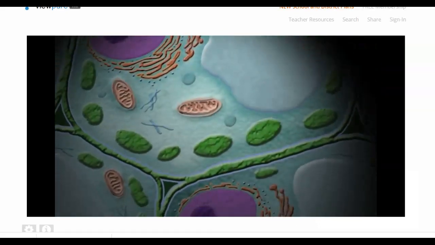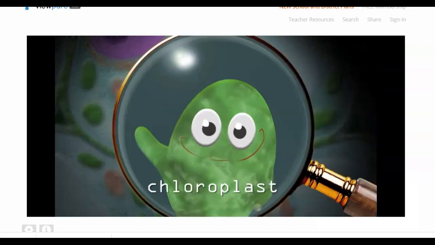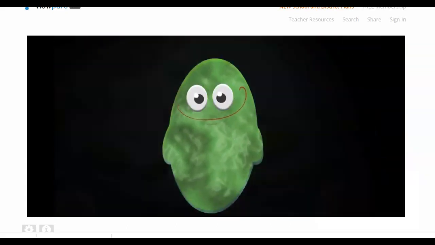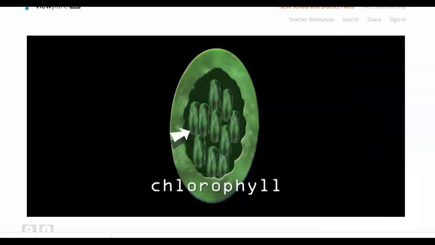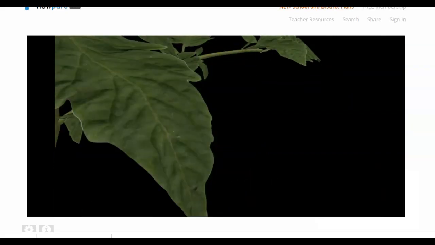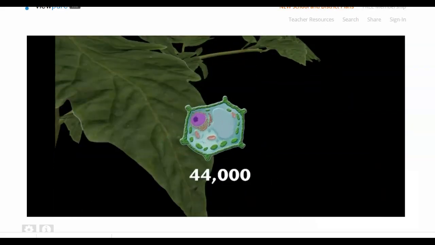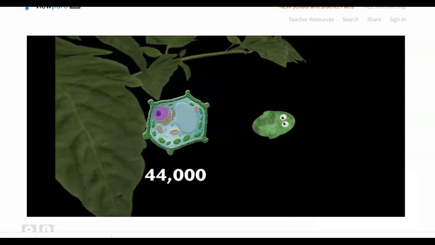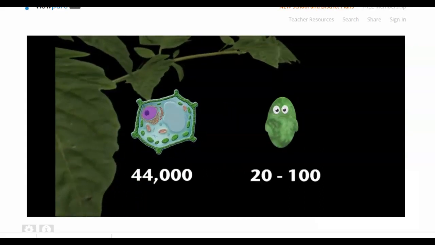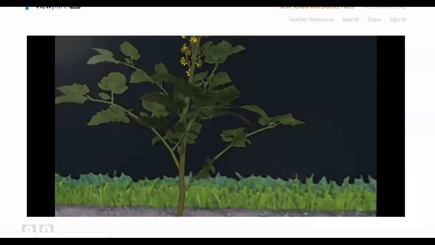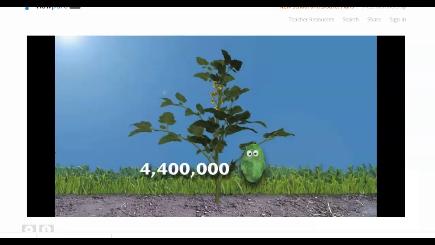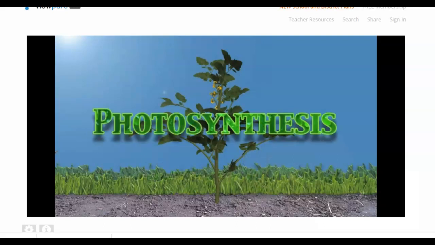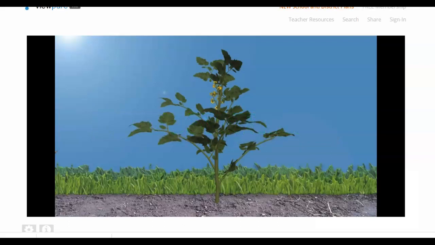Well, that's a special plant organelle inside the leaves of plants called a chloroplast. It's green because of a special light-absorbing pigment called chlorophyll. Each leaf has about 44,000 cells, and every cell can have anywhere between 20 to 100 chloroplasts. That's up to 4,400,000 chloroplasts. By now, you've probably guessed that we're talking about the process of photosynthesis, and you might be wondering when the sun is going to make its entrance.